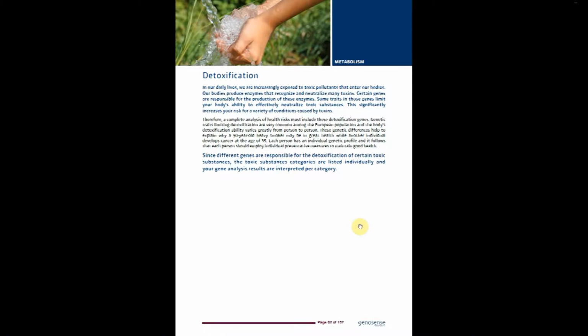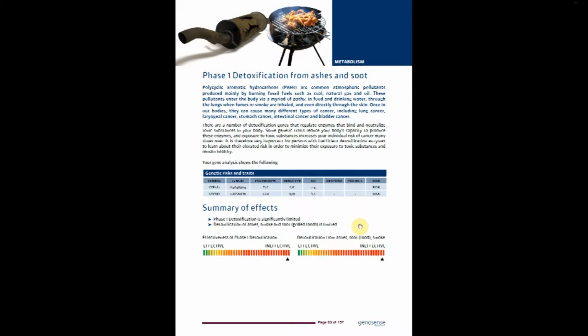All right, let's look at your results. Again, on this page you will find some general information to read through. And here is phase 1 detoxification. And this is all about ash, soot, smoke and burnt things. So, as you know, smoking increases your risk of lung cancer. That is because some of these smoke contents are carcinogenic. They're cancer causing. And they reach our body, and then a certain enzyme system, genes, indirectly genes recognize these toxins, these carcinogens, they neutralize them and remove them.